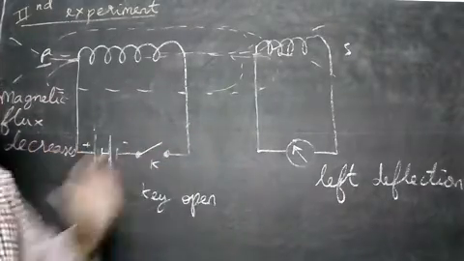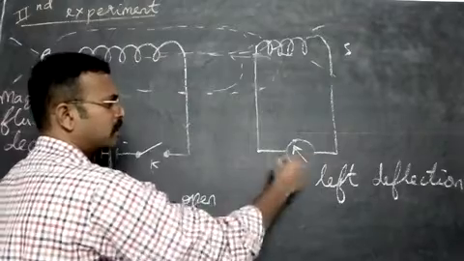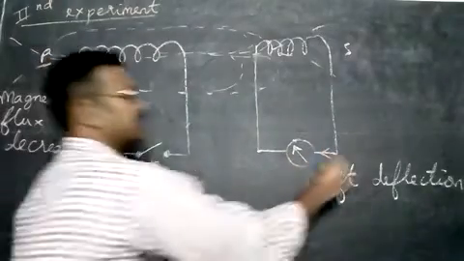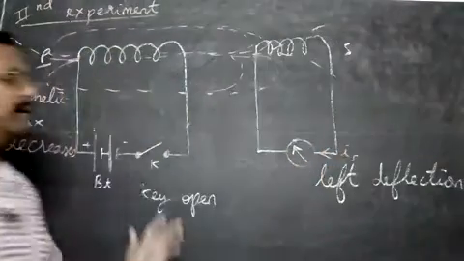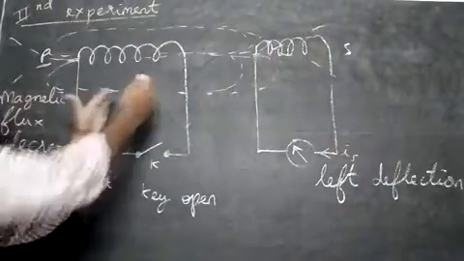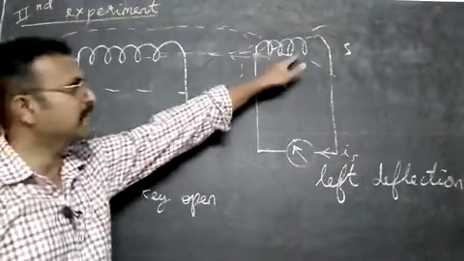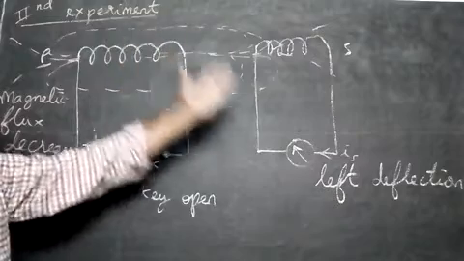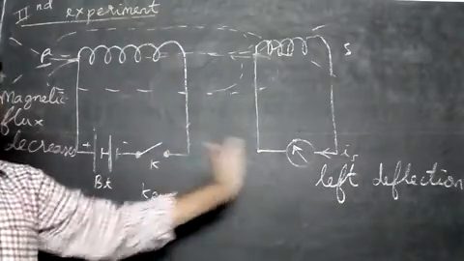As the magnetic flux decreases, again current is induced in the secondary coil, but the current will go in the opposite direction, like this way. This will be the direction of the current in the secondary. There is a change in the magnetic flux, but it happens in the opposite direction, so current is induced in the opposite direction.